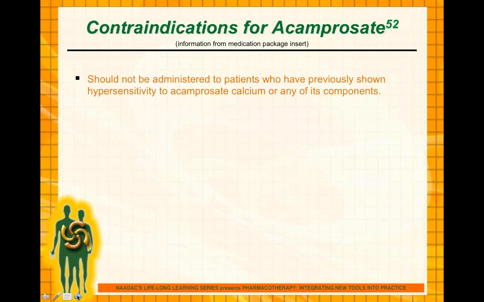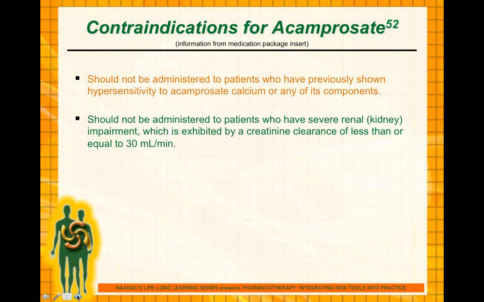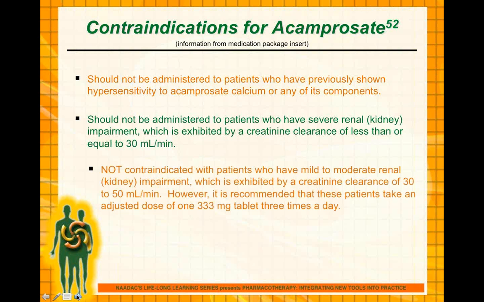And so we know that this medication should not be given to anyone that has any sensitivity to acamprosate. There's also a good thing about this medication, which is that it doesn't have any contraindications for liver impairment. As you can see, there are contraindications for kidney impairment.